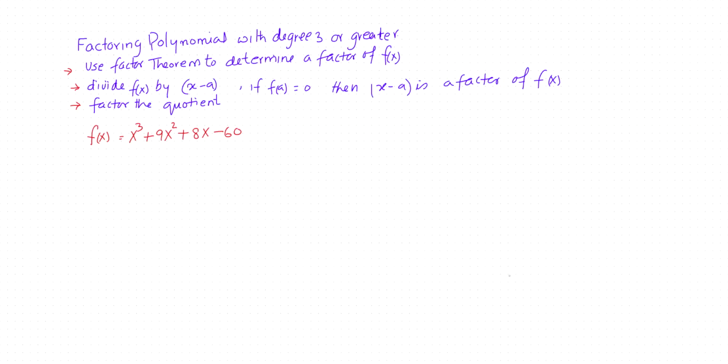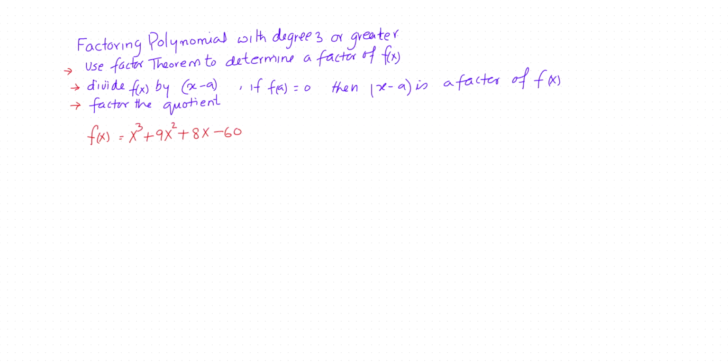Today in this video, we'll see how to factor a polynomial with degree 3 or greater. We use the factor theorem to determine a factor of the polynomial f of x. If the polynomial is divided by any factor, for example x minus a, so if f of a is equal to 0, then x minus a is a factor of the polynomial. So that is the factor theorem.